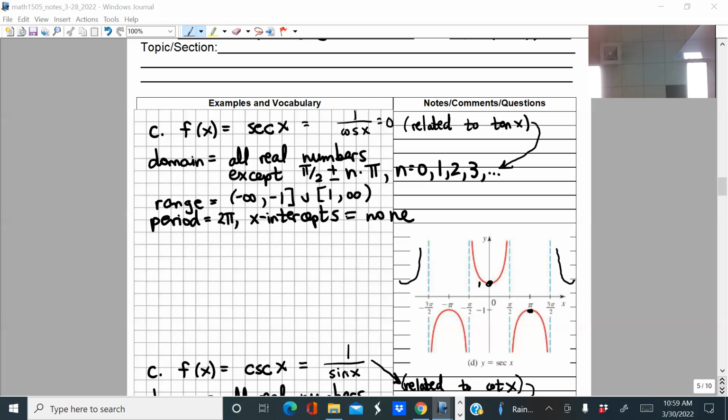Where is sine 0? What's the first place? 0. Yeah, sine of 0 is 0. And then pi, 2 pi, 3 pi, any multiple of pi. In the negative direction as well. Minus pi, minus 2 pi.